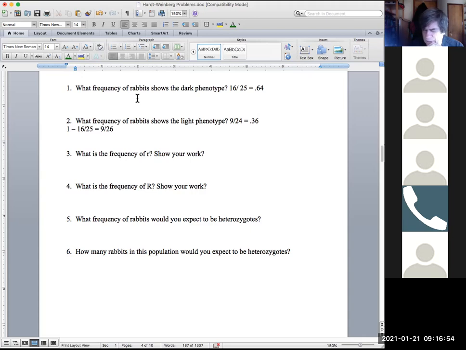And then, oops, I wrote down 24 up here. I should have said 25. And then how many rabbits do you expect to be heterozygous? So let's take about 5 or 6 minutes and work on this, and then we'll come back and we'll look at this as a group.